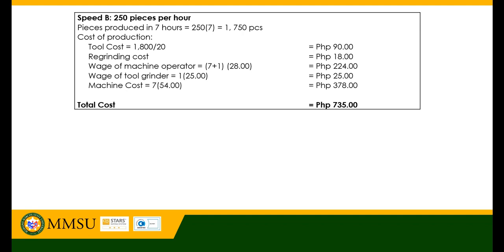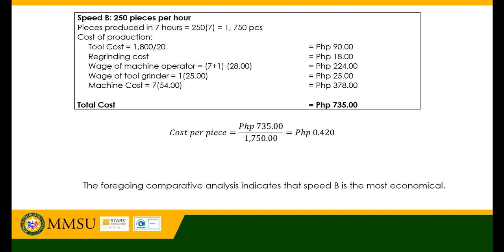That's 7 hours. So for our cost per piece, we just divide by the total number of pieces. 735 pesos divided by 1,750. That would be 0.42 pesos. Okay. So the foregoing comparative analysis indicates that speed B is the most economical. It's more economical than speed A. So you choose speed B.